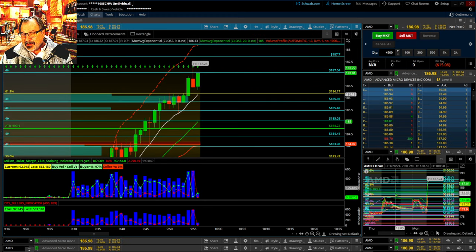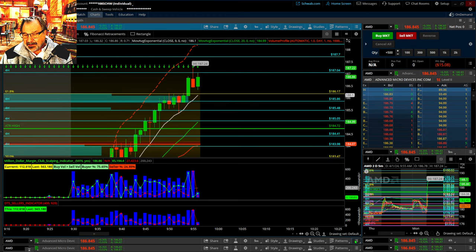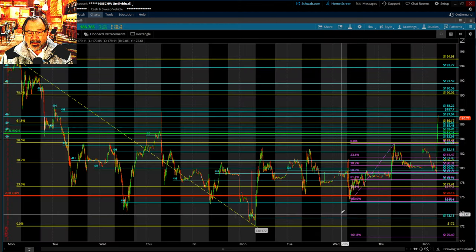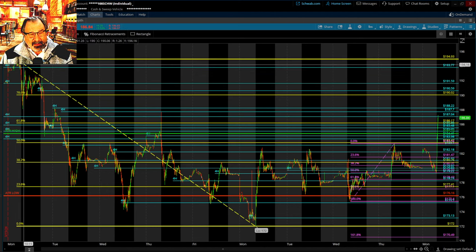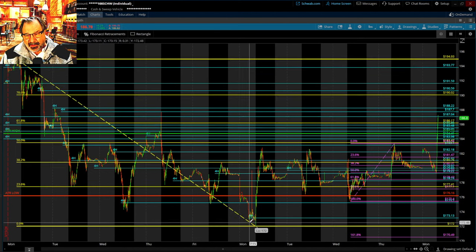So we did the fibs on the 5 minutes. Here's a 5 minute here. You can see you do high to low. That's probably under my picture. It's always left to right, wherever the highs and lows are.